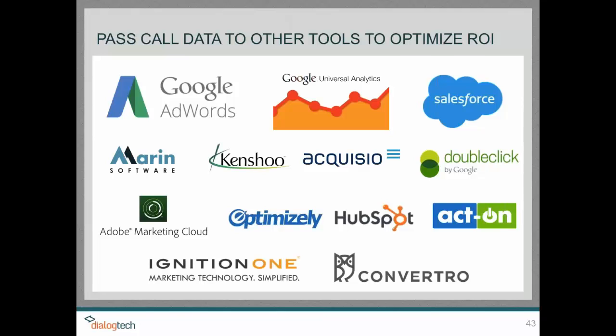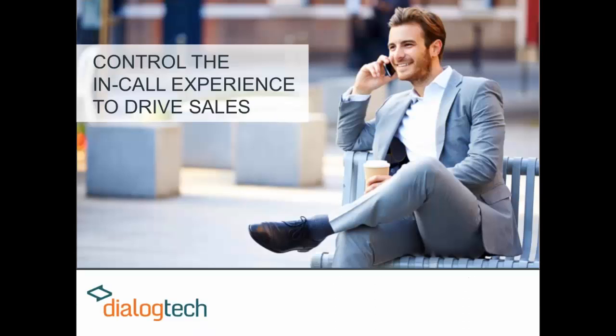If you use a CRM system like Salesforce or bid management tools like Marin or Kenshoo or Acquisio or Ignition One, you can pass that call data directly in there to use in your algorithms to optimize the value and the ROI you get from your search, display, and social ads. And I'll show you an example of that in a minute.